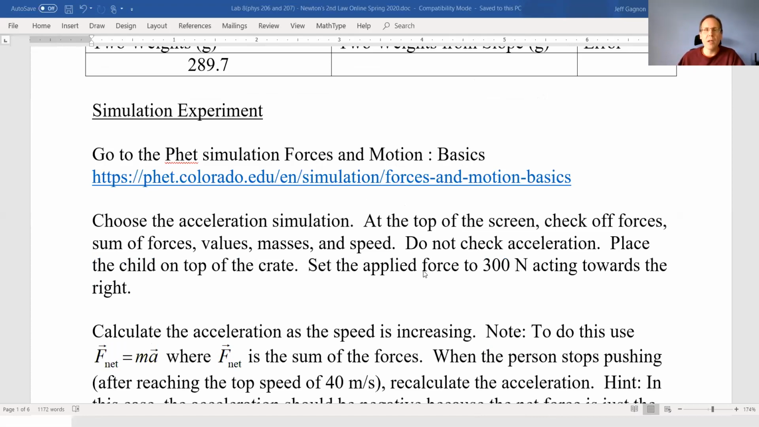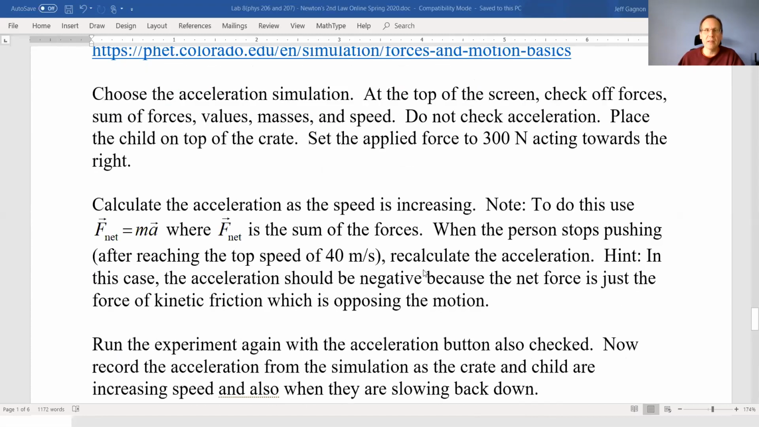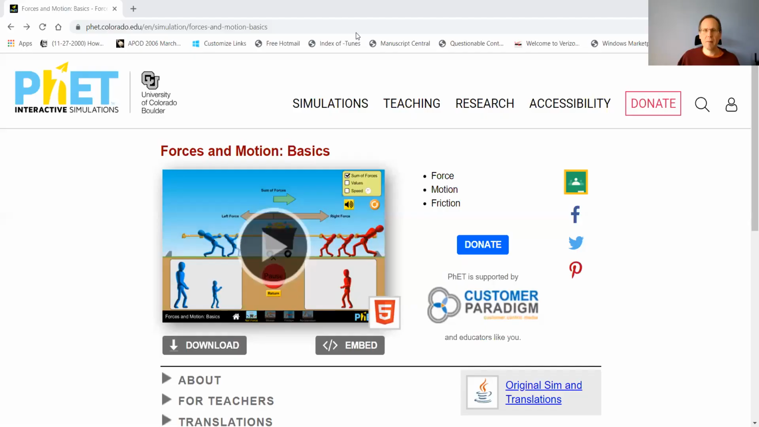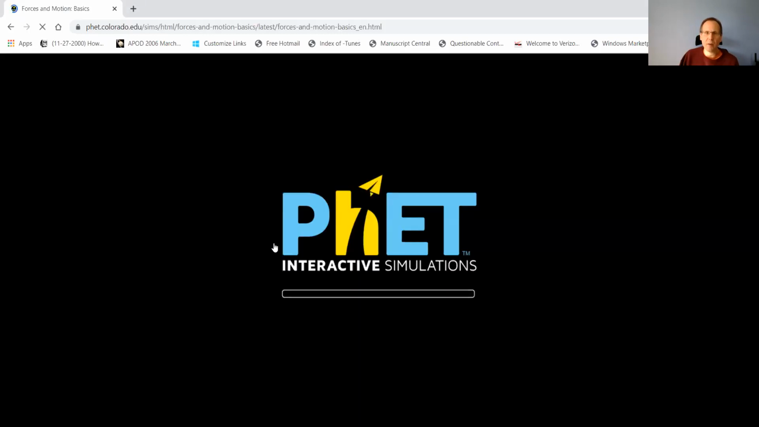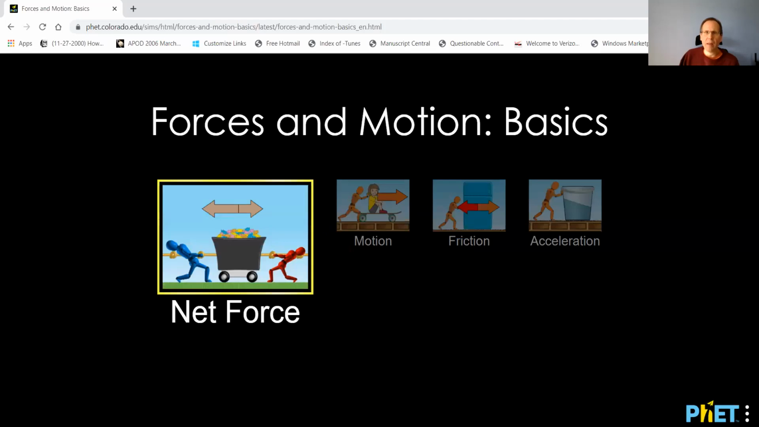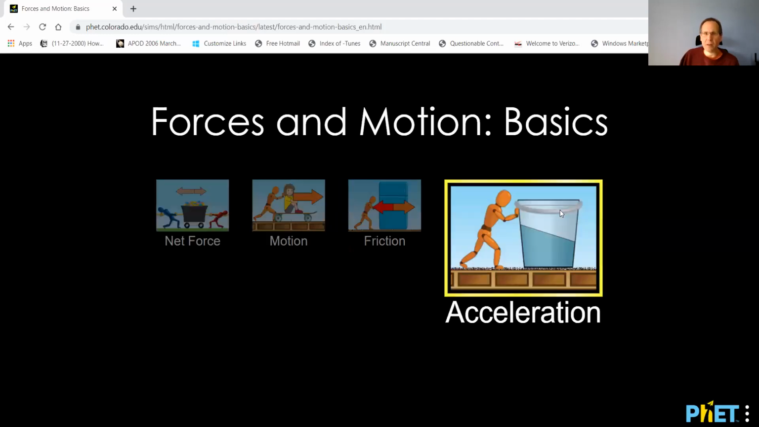And here's what you want to do. Let me actually go to that site and explain what you need to do. I have it written here as well, but it'll be easier if I just show you. Okay, so here is the simulation site, and you want to choose Forces in Motion Basics. We're going to click on it. It should load up. And then I want to choose acceleration.